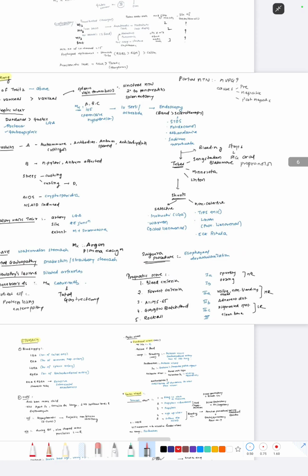There are multiple prognostic scores: Blatchford, Forrest criteria, AIMS65, Glasgow-Blatchford, and Rockall, out of which the Forrest criteria is important. In the Forrest criteria there is 1, 2, 3, with further subdivisions. 1A is spurting of blood, 1B is oozing of blood, both of them are high risk. Then 2A is a visible vessel, which is non-bleeding, and 2B is an adherent clot, which are medium risk. 2C is a pigmented spot, and 3 is a clean base, which are low risk in nature.